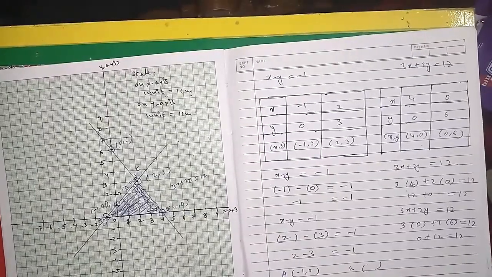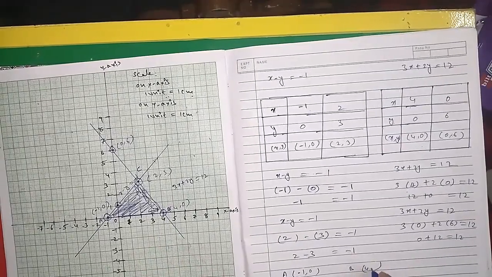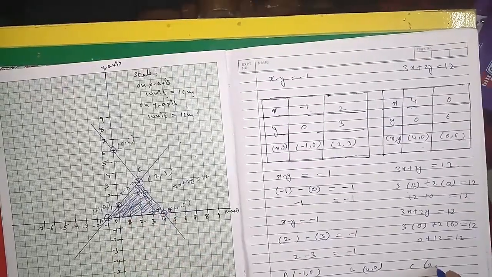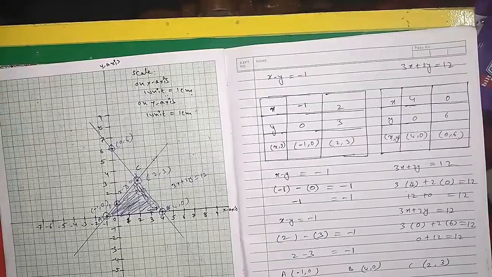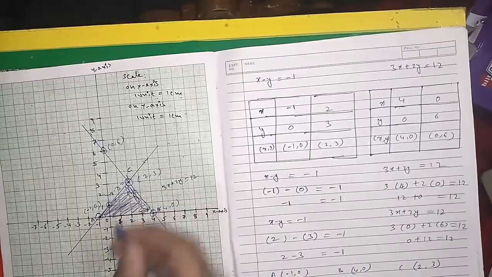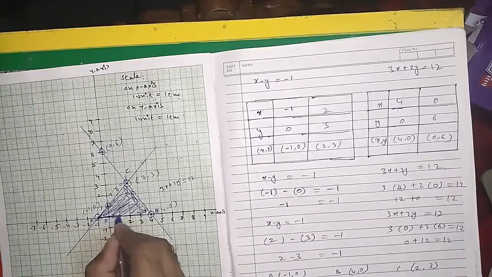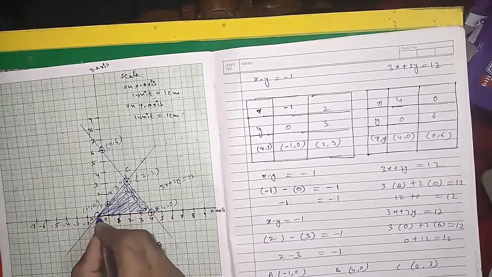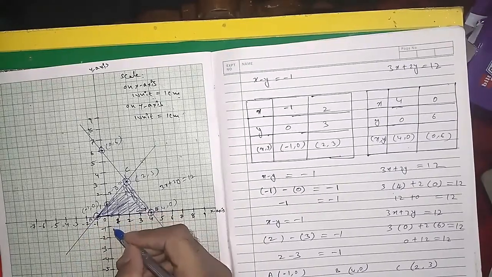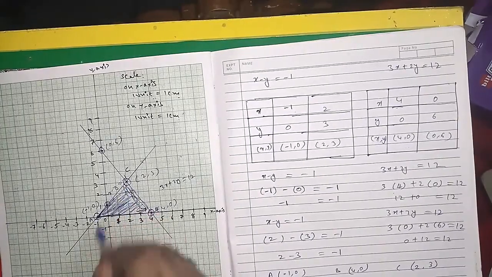Now B and C. B is 4 on x axis, 0 on y axis, 4 comma 0. And C, 2 on x axis, 3 on y axis. Okay, now we should know what vertices are. Line segments of a closed figure meeting at a point is called a vertex. If it is more than one, it is called vertices. In the triangle we will find three vertices, 1, 2, 3. These are the vertices of the triangle.